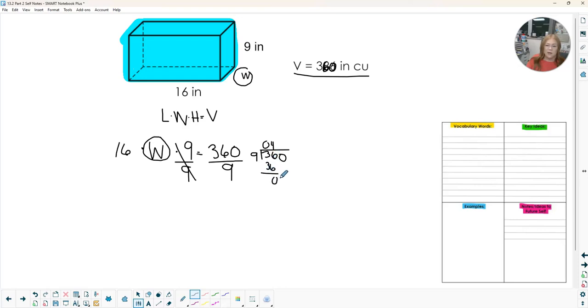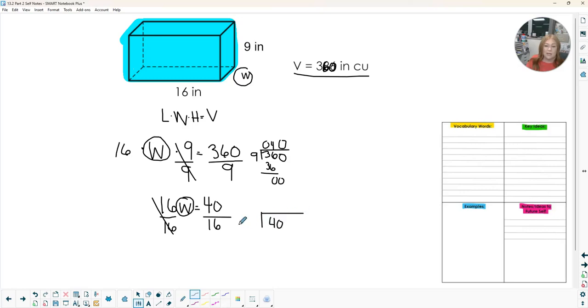Now we can't just be like, oh, bring down the 0. Oh, 9 can't go in there. It's not 4. 9 times 4 is not 360. That goes in there 0 times. It's 40. So now we have 16 times W equals 40. We still want W by itself. So W is connected to 16 by multiplication. So the opposite is divide. So I need to divide by 16 on both sides.